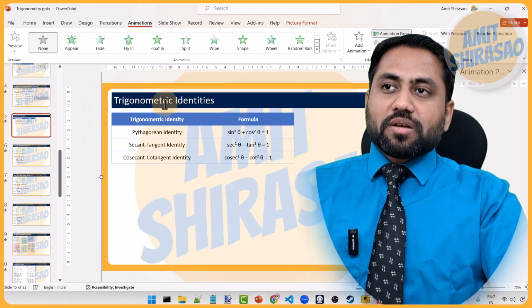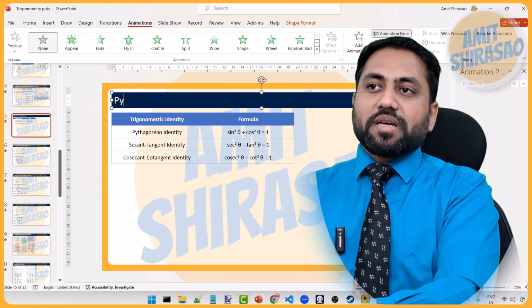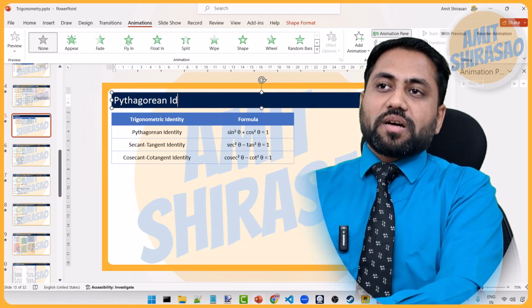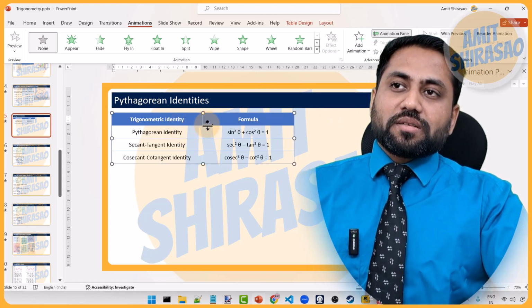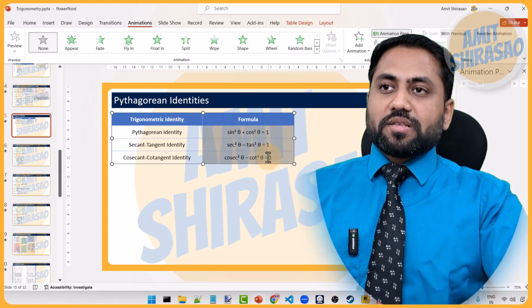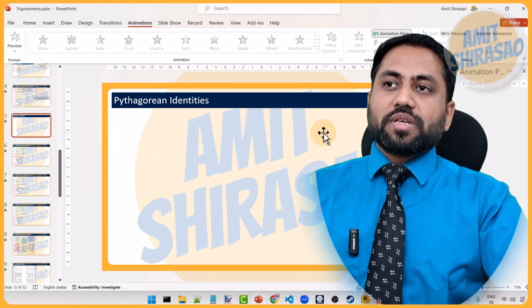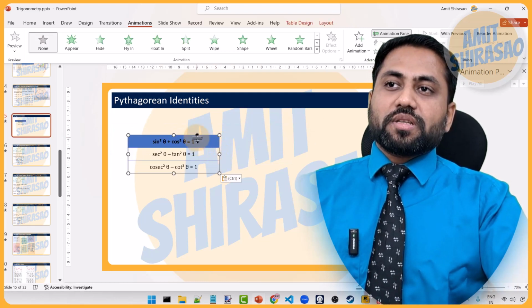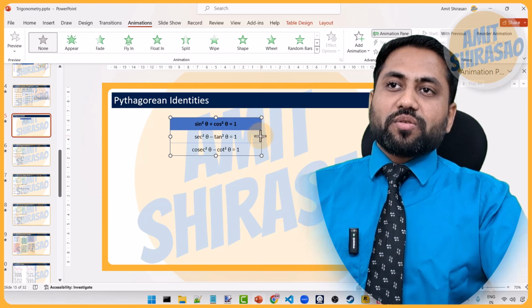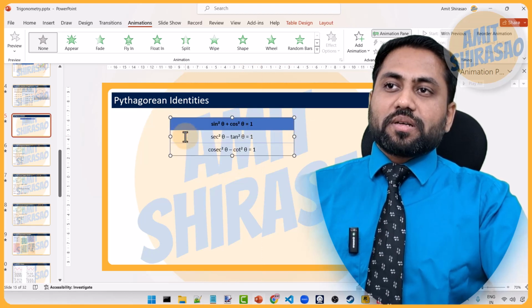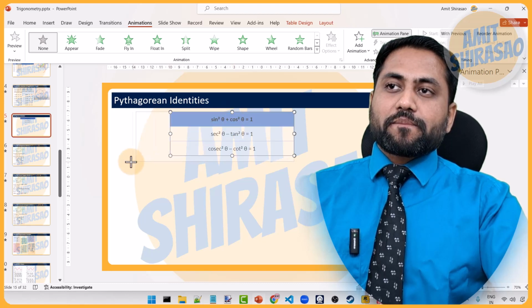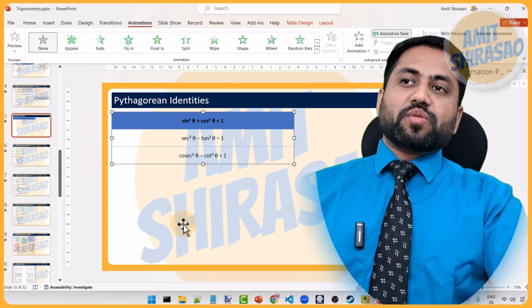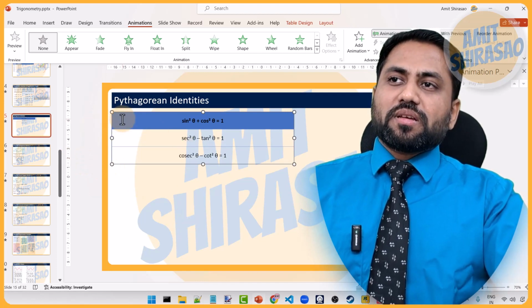So let's call these Pythagorean identities. And these are those identities. I'll just copy this part and remove the whole thing. Yeah, these are Pythagorean identities. It's a learning for me also. I'm also learning along with you. Okay, so these are Pythagorean identities.